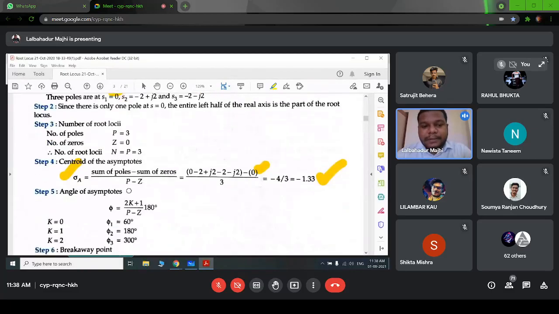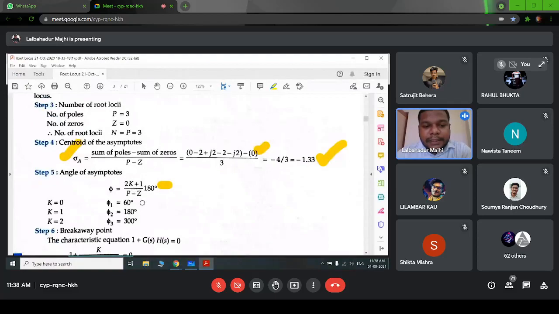The next step is to determine the angle of the asymptotes. You know this formula, phi, or you can write psi also: 2k plus 1 divided by p minus z, into 180. For k equal to 0, 1, 2, we get phi 1 equal to 60, phi 2 equal to 180, and phi 3 is 300.